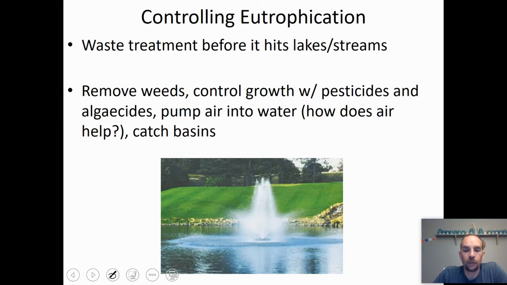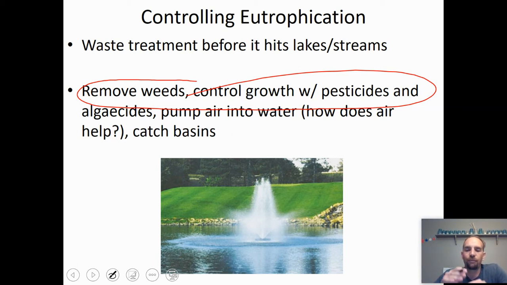How do we control eutrophication? Well, we want to stop it from happening to begin with, but sometimes that's very, very difficult. Stopping runoff from happening is difficult. So a few things that we can do. Physically, we can remove weeds. We can control the growth with pesticides and stuff like that, but we can also pump air into the water so it keeps the water moving, and it doesn't allow that film, that algal bloom, to really happen on the top of the surface.